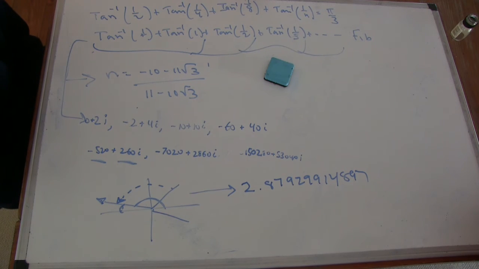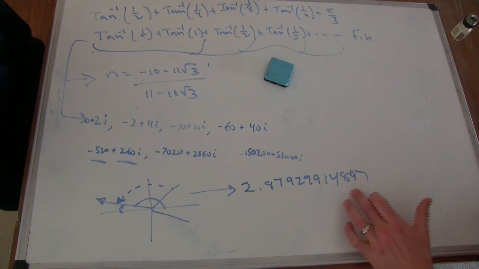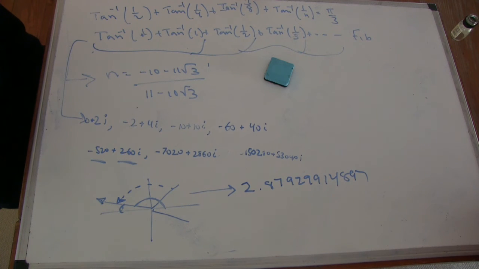The ratios converge to a tangent that would imply this value, some number of radians, 2.879299... It wasn't a special number or anything. It was just what this happened to converge to. We didn't prove that it converged, but it certainly looked like it was converging. And of course, the Fibonacci numbers get big quickly, so I certainly am willing to believe this converges.